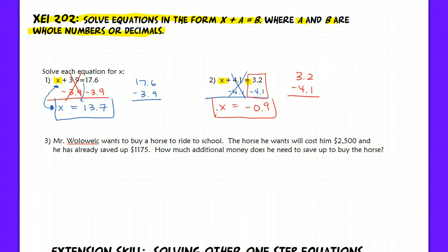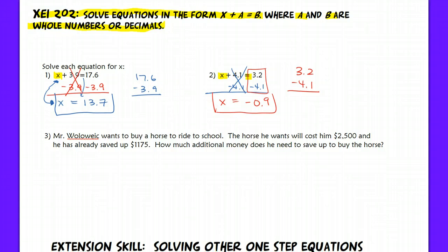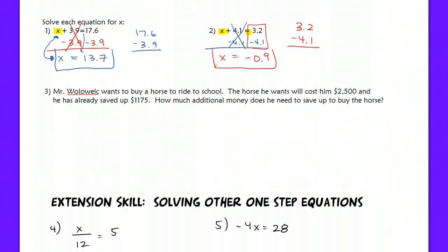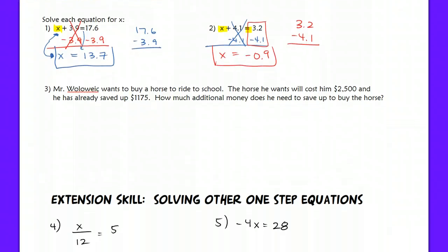Now you will also see some word problems as well. So here I've got a word problem. Mr. Wallach wants to buy a horse to ride to school. The horse he wants will cost him $2,500, and he has already saved up $1,175. How much additional money does he need to save up to buy the horse?